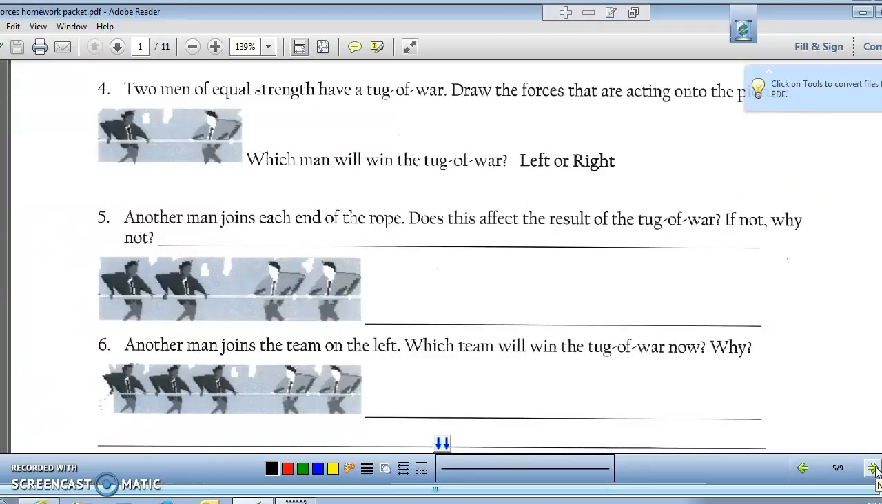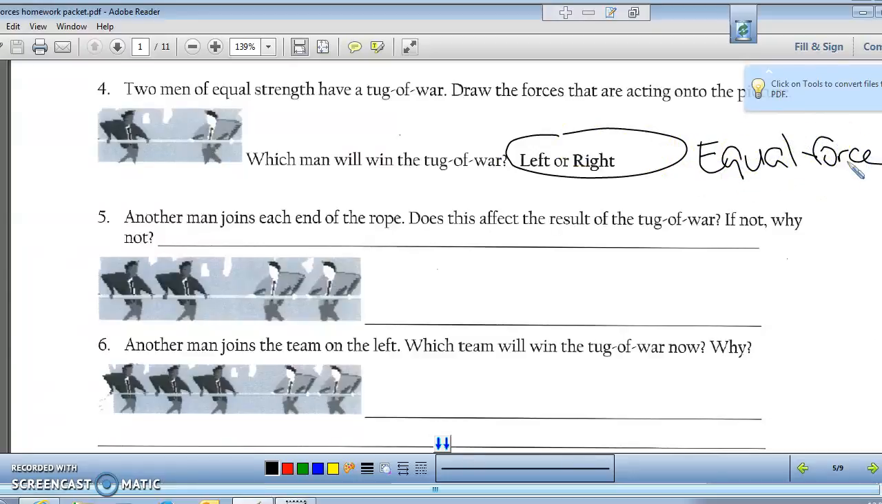On number 4, it says 2 men of equal strength have a tug of war. Draw the forces that are acting onto the picture. So on number 4, which man will win the tug of war, left or right? Well, going back, it says they have equal strength. So left or right, we can't really say because they both have an equal force. So on this one, we're just going to circle and we're going to put equal force. We don't know who would win that one.